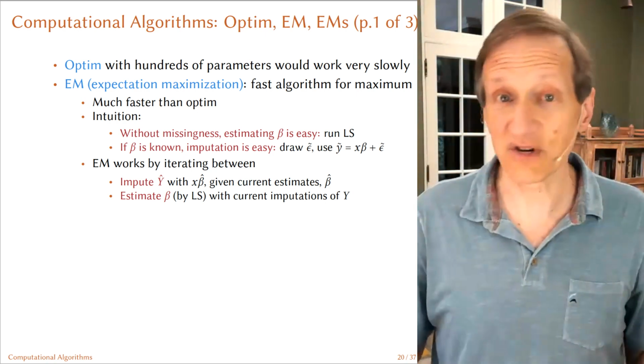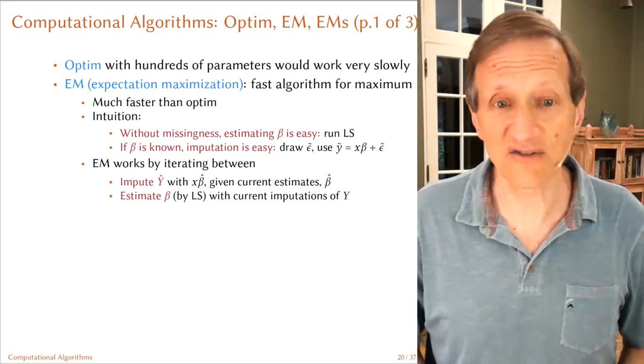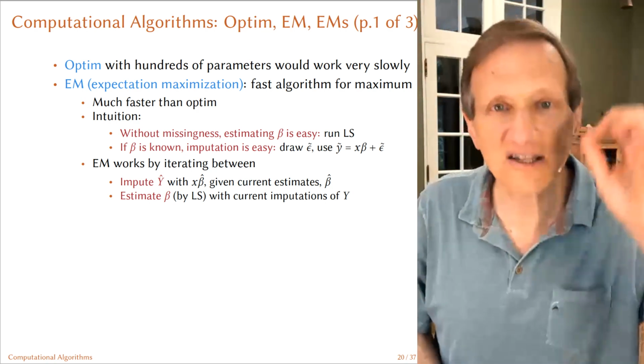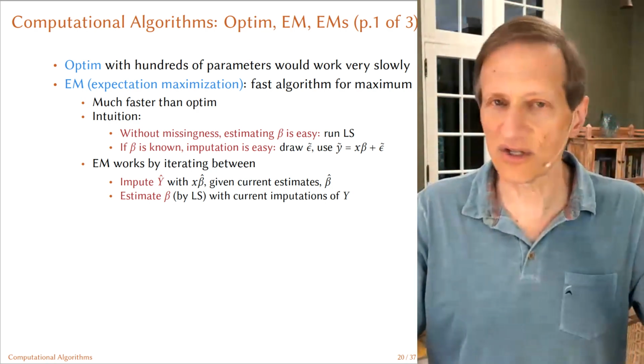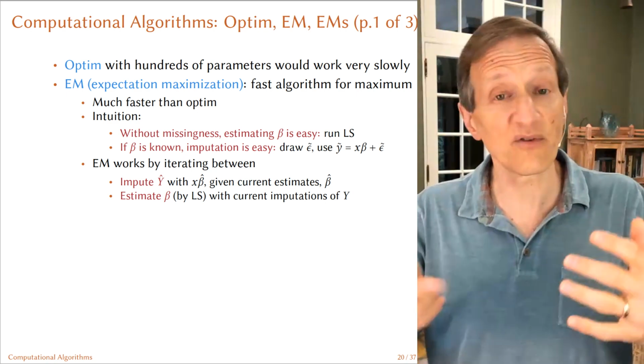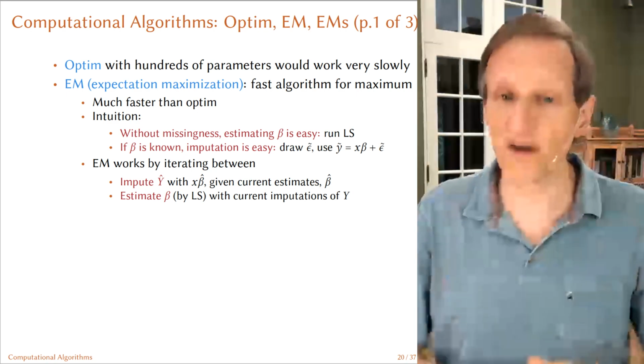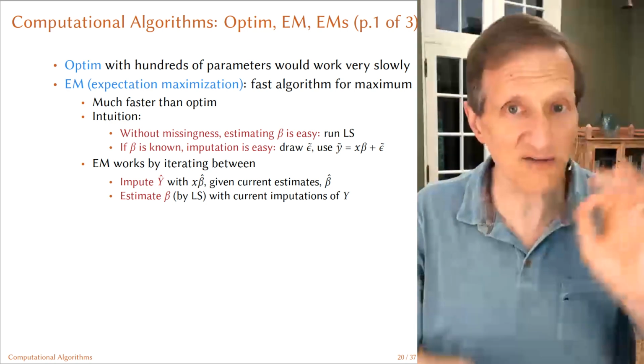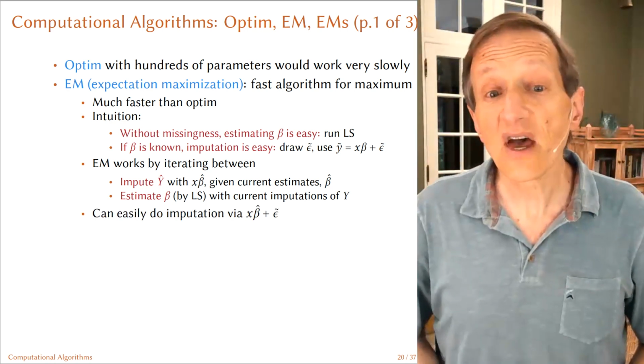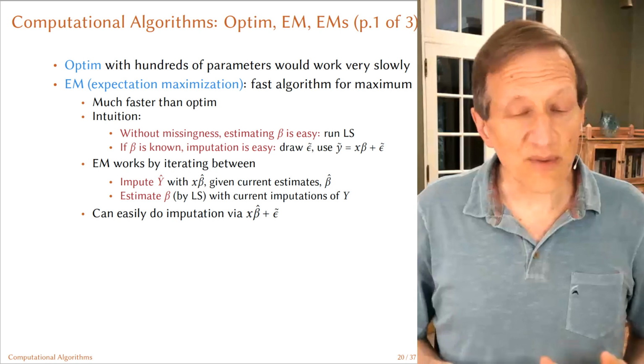EM actually works much more generally, and you'll see it in other kinds of models. Its characteristic is it estimates the mean. It doesn't estimate the whole distribution, which we will need. Remember, when we use Optim, we find the point estimates, and then we also find the variance-covariance matrix. EM just gives us the point estimates.